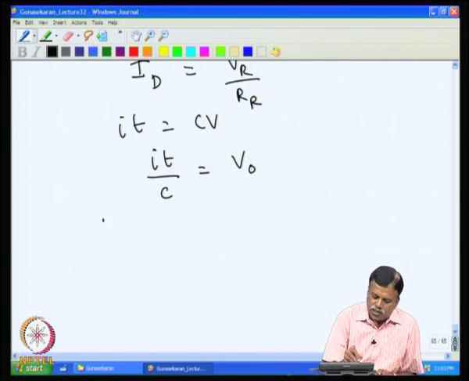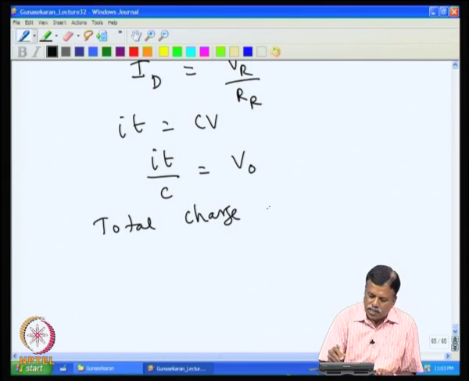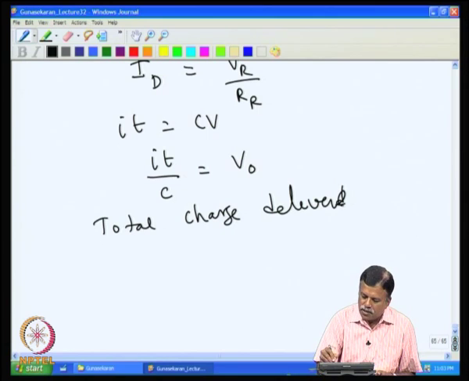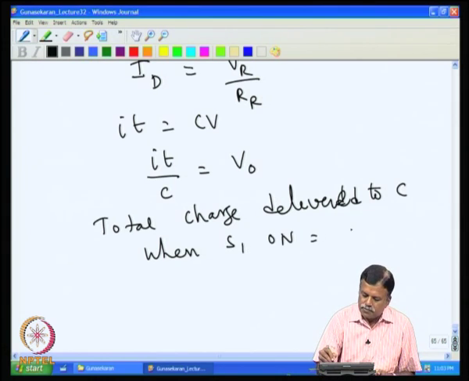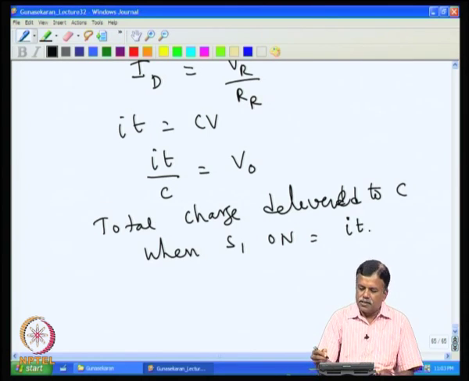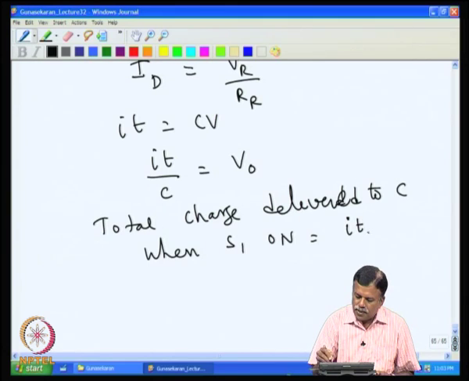So the total charge delivered to C when S1 is on is equal to I into T, and that is equal to V in by R into T.